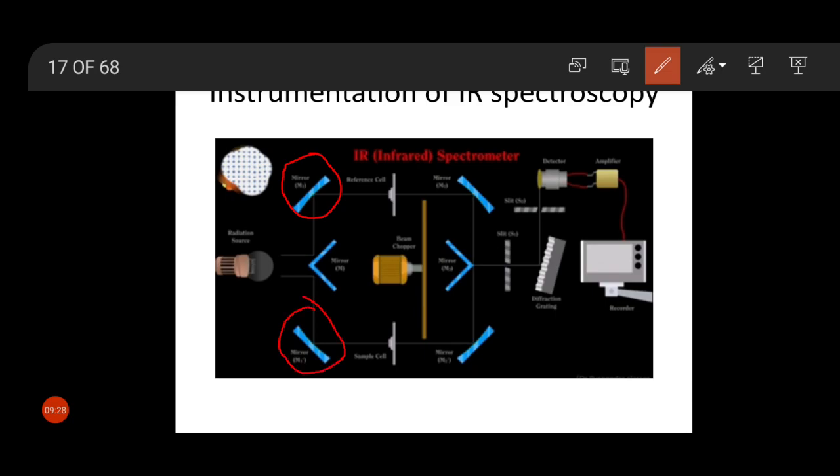Okay, now see mirror M1. Now M1 will reflect the radiation towards the reference cell, and radiation will pass through the reference material KBr without decreasing in the intensity of IR radiation.